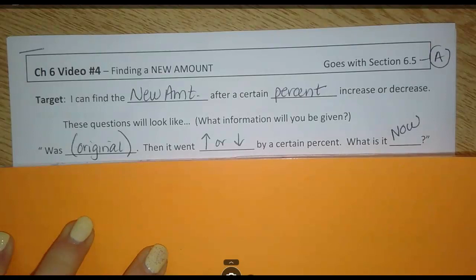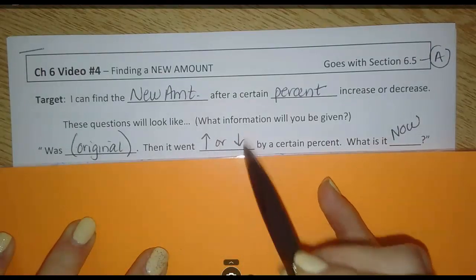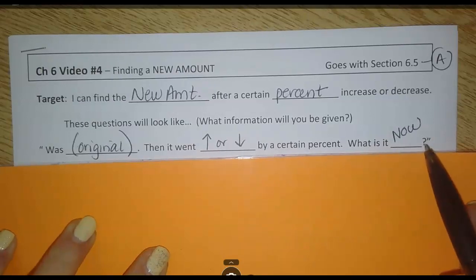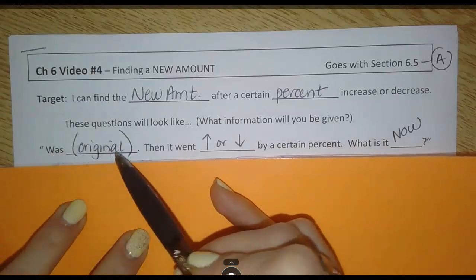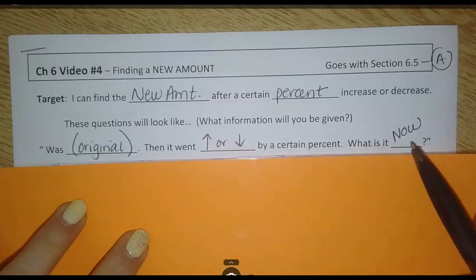It's going to be a question where it says, it was this amount, then it went up or down by some percent, find what it is now. So it might be like the price of gas was $4 a gallon, then it went down 42%, what is it now?